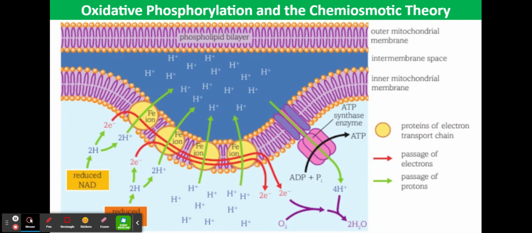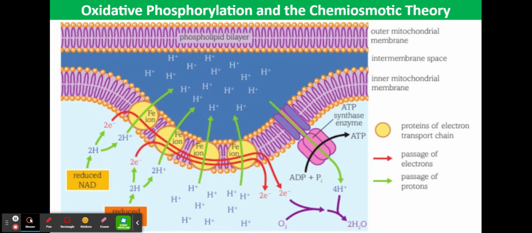Each electron carrier protein has an iron at its core. The iron can gain an electron, becoming reduced, so it becomes Fe2+. The reduced iron can then donate the electron to the iron in the next electron carrier in the chain, becoming reoxidized to Fe3+. As electrons pass along the chain, some of their energy is used to pump protons across the inner mitochondrial membrane into the intermembrane space.